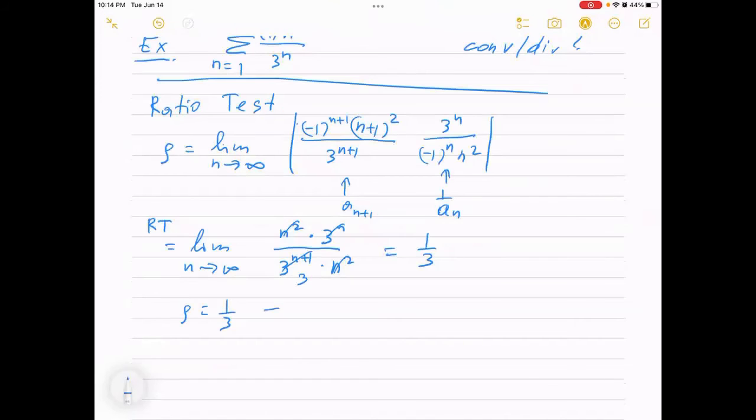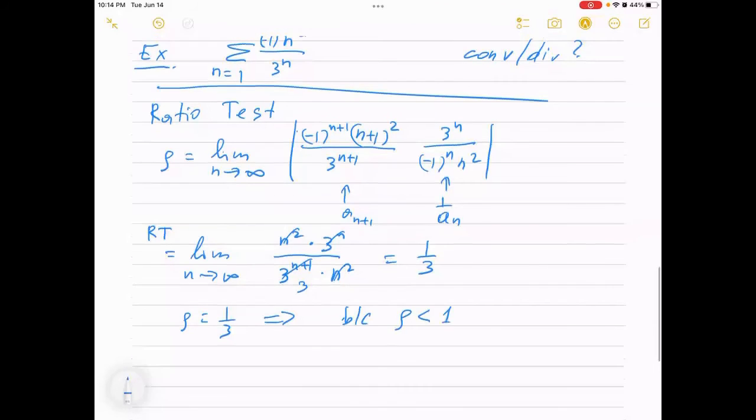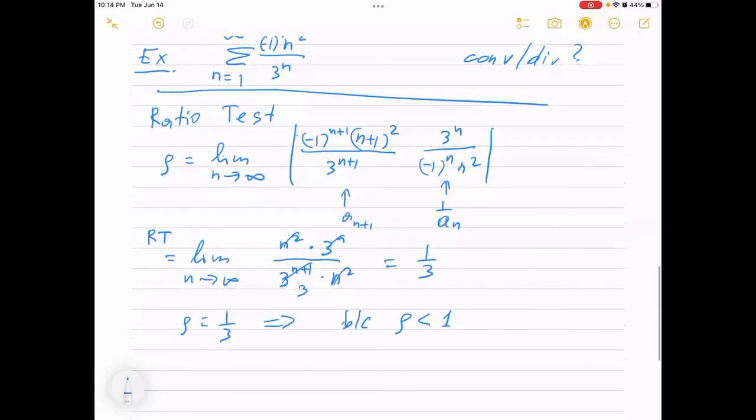So we conclude, because rho is less than 1, the original series, the sum of (-1)^n n^2 divided by 3^n from 1 to infinity, is absolutely convergent and particularly convergent too.